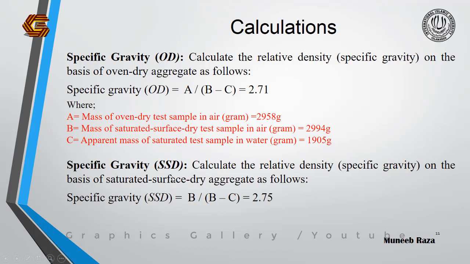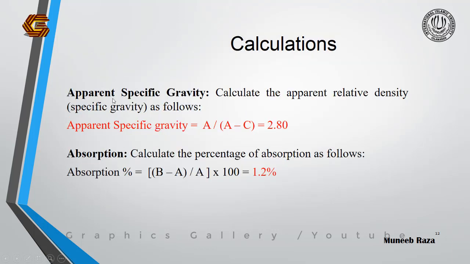Here is specific gravity SSD. You can calculate the relative density on the basis of saturation. What you have to do is just change the numerator A with B. Okay, let's move. Here is the apparent specific gravity. Calculate the apparent relative density as specific gravity. Here we have replaced both B and C with A. It means it is the apparent specific gravity.